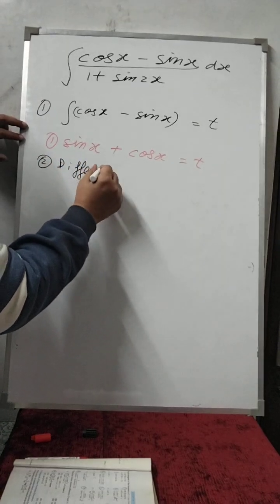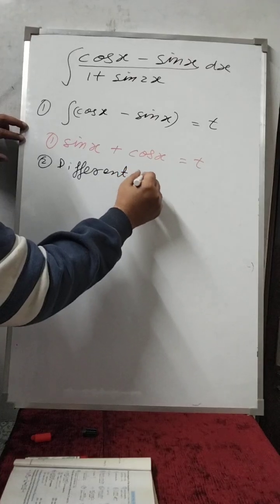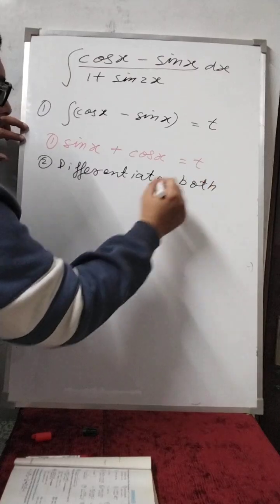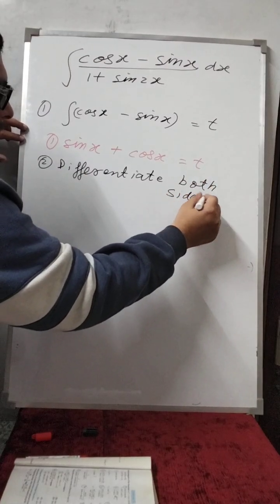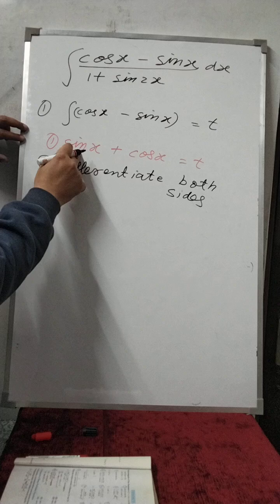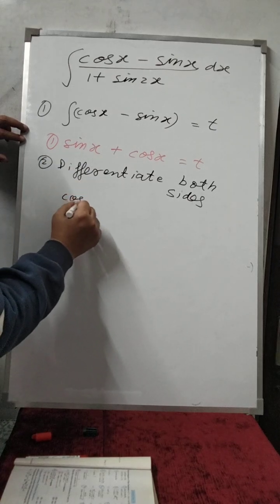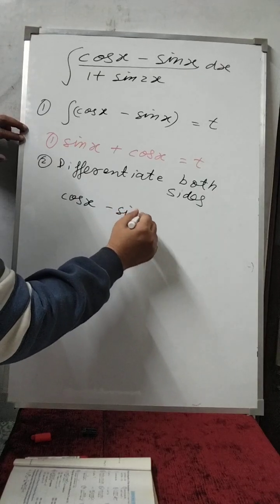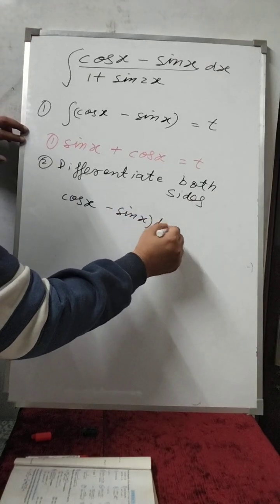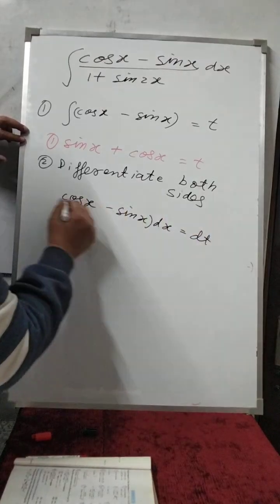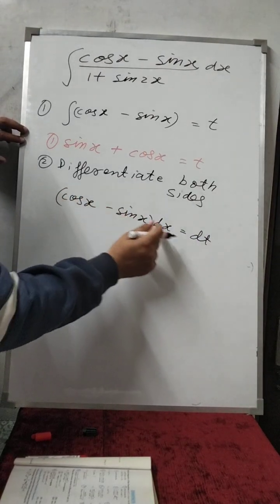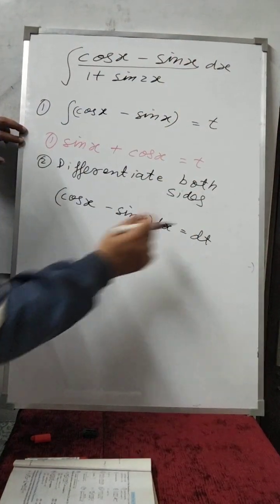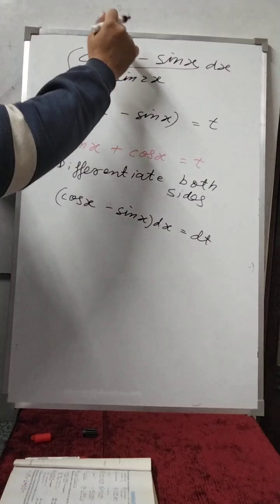In the numerator, I will differentiate both sides. What is the differentiation of sin x? Cos x. What is the differentiation of cos x? Minus sin x dx. This is dt, and you can see, guys, cos x minus sin x dx is dt. So my numerator has become dt.